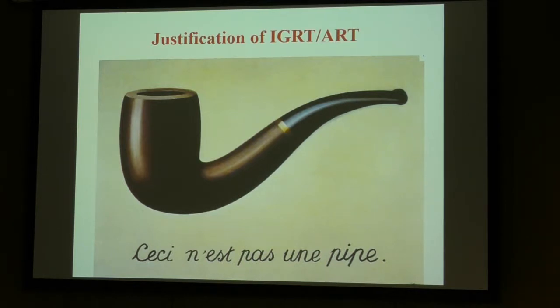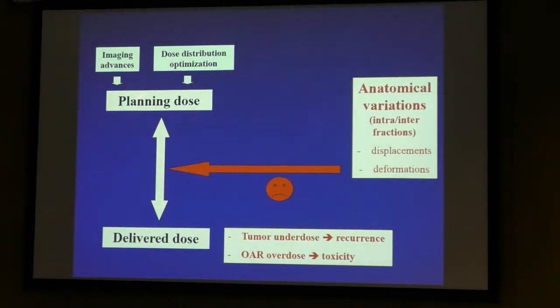You may know this painting from Magritte, and this is not a pipe. You all agree with that? This is not a pipe. This is a representation of the pipe. And this is really something we a bit forgot in the past, not considering only the planned dose, but really the delivered dose, which may not correspond due to several anatomical variations occurring during treatment.